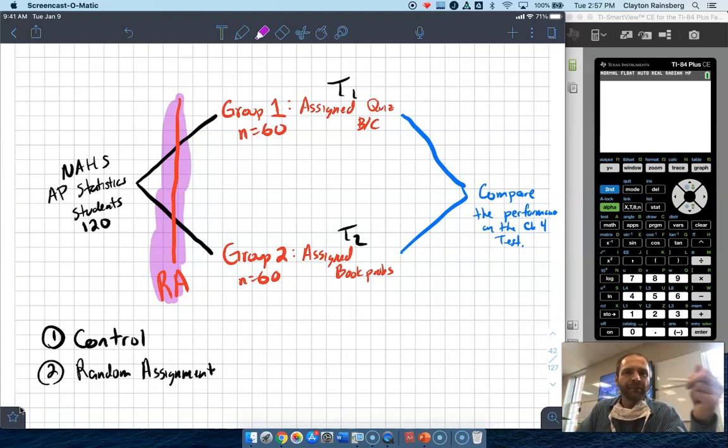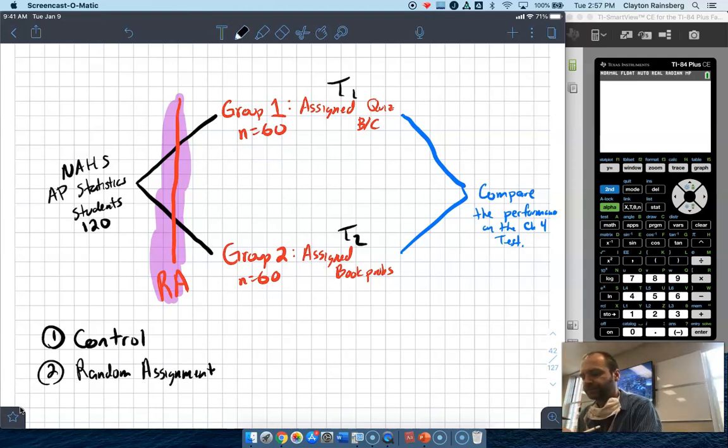And what did that do? Well, that helped balance the effects of any confounding variables. Maybe a student who doesn't do well ends up here, but you know what? By chance, it could have happened here too. It wasn't that I put all students who don't do well in one group. I randomly assigned them. It controlled for this. Any confounding variables, I tried to balance the effects between the two groups by using randomization.